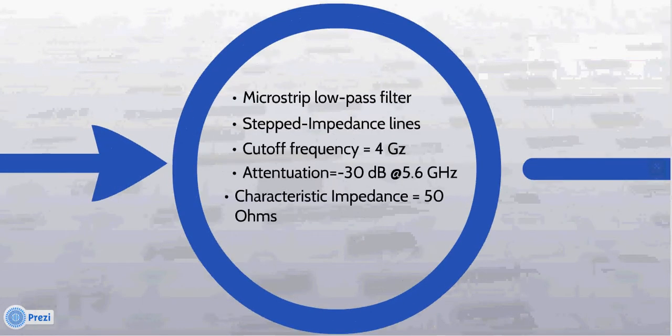The three types of filters that were assigned to us were a stepped and stubbed low-pass filter and a coupled bandpass filter. Of these three types of filters, we decided to fabricate a 3 decibel equal ripple stepped impedance low-pass filter. The filter was designed to have a cutoff frequency of 4 GHz and attenuation of -30 decibels at 5.6 GHz with a characteristic impedance of 50 ohms.